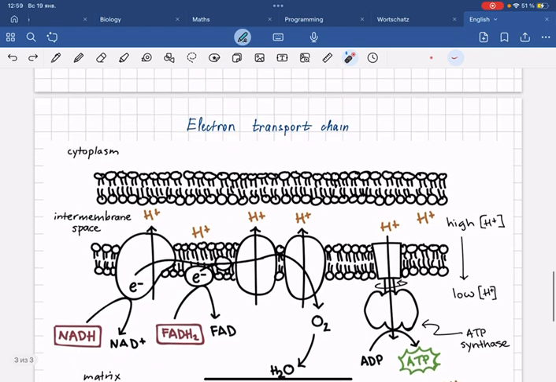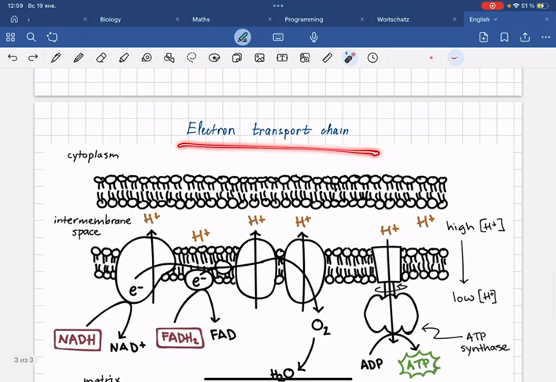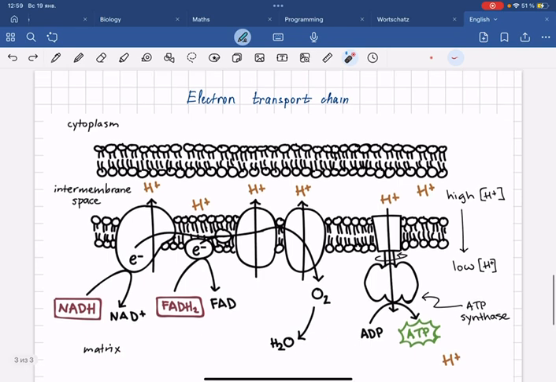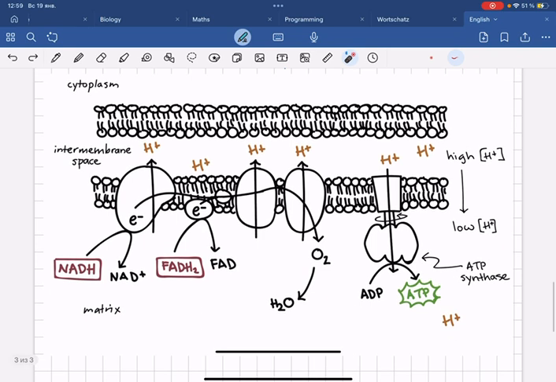So, we say that electron transport chain is an oxygen-dependent stage, and here is why. At the end of the chain, electrons are transferred to oxygen, the final electron acceptor, which combines with protons to form water. This step is crucial because it prevents the backup of electrons in the chain, ensuring the smooth flow of the entire process. And the final step of the electron transport chain is ATP synthesis.